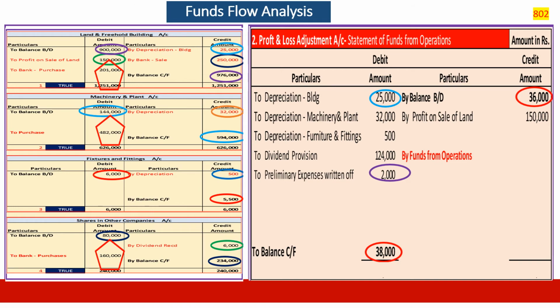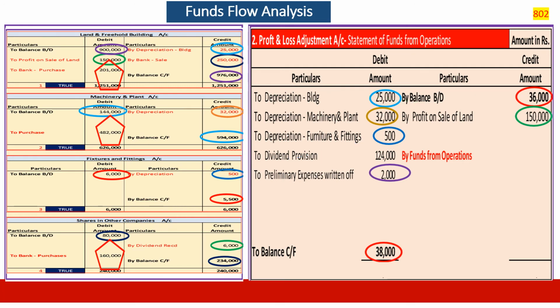Depreciation is one of the non-cash items. We take 25,000. Then we take 32,000 from machinery and plant. Then we have got the third depreciation, 500, and 1,50,000 is the profit on sale of land, which we will be taking because it pertains to investing activity, fixed assets. Therefore, it will be taken here.